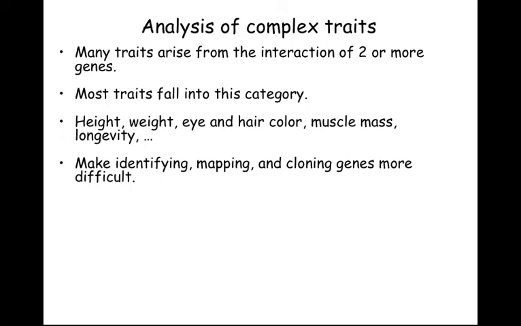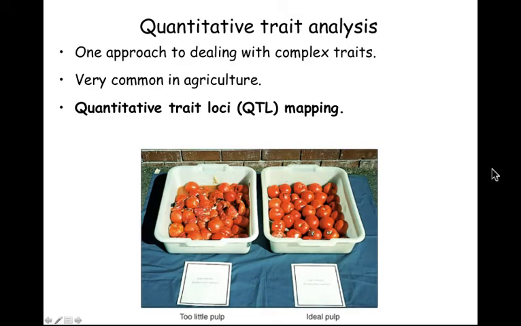So things like height, weight, eye color, hair color, muscle mass, longevity, your predisposition to things like diabetes or osteoporosis or cancer, all are going to be the results of multiple genes. And this makes identifying, mapping, and ultimately cloning these genes much more difficult. So one of the approaches to go after these sorts of genes when there's going to be more than one gene involved is something called quantitative trait analysis, or QTL mapping.